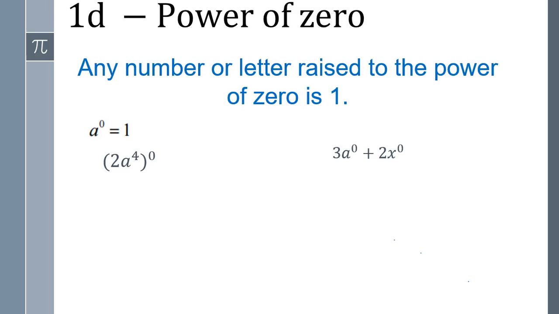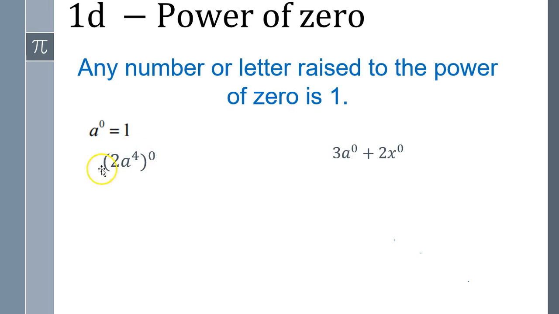Okay, so this is the fourth index law, the power of 0. Any number or letter that is raised to the power of 0 is just 1. This one, and the one you've got to be careful of, is that the 0 only applies to the letter or the number that it is attached to.